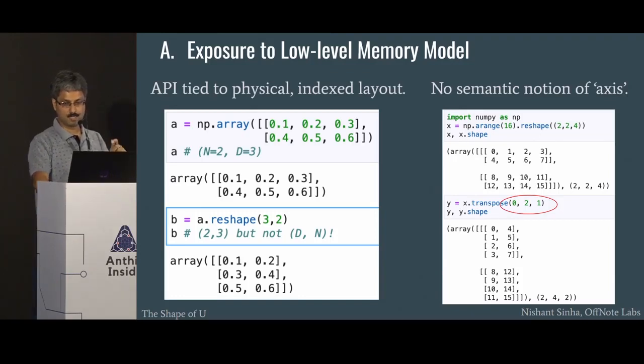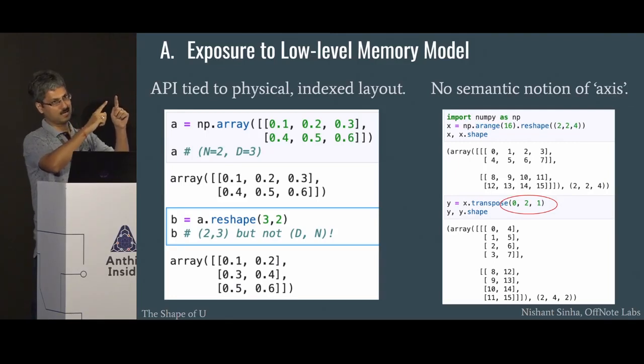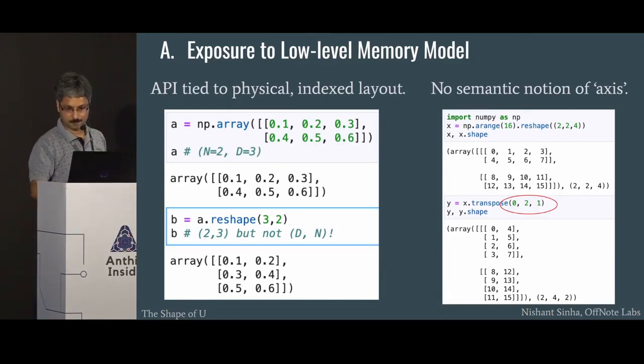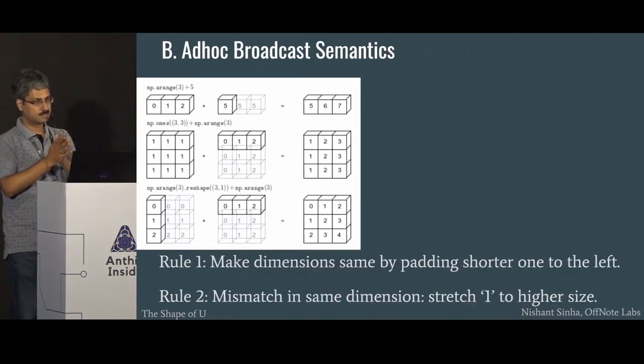Okay, but now you look at the transpose operator. You have to work with the indices of the dimension. There's no other way. You have to remember that I had 0, 1, 2 earlier, and now I have to convert it to 0, 2, 1. And if it was 0, 1, 2, 3, you have to be careful, permute 1 and 3. It gets painful.